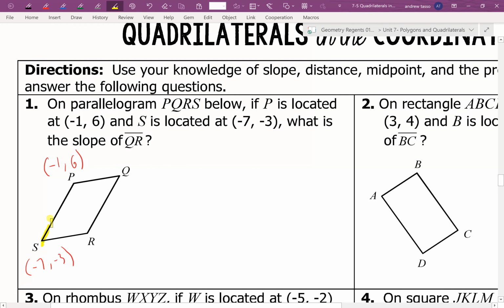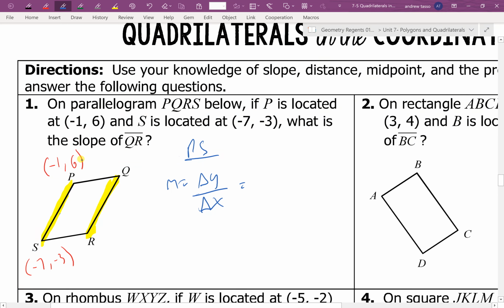So what we have to notice here is that PS and QR are parallel to each other. So if we were to find the slope of PS, it would have to be the same slope as QR. So let's find the slope for PS. We'll do m equals change in y over change in x.